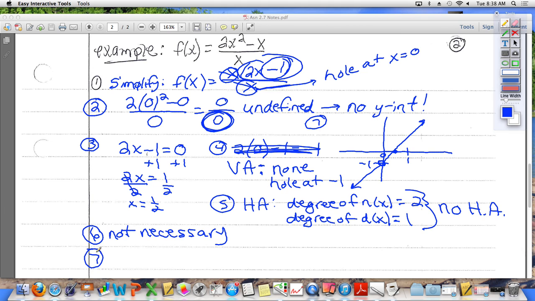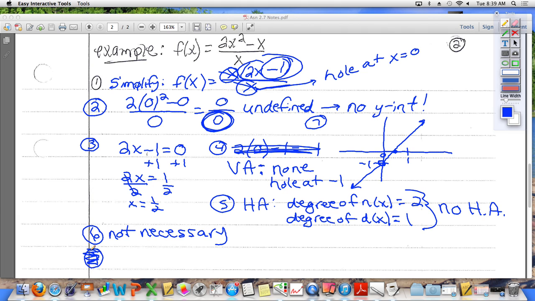For 5, why is there no horizontal asymptote? The degree of the numerator is 2, and the degree of the denominator is 1. Yes, the numerator degree is bigger than the denominator degree, so there's no horizontal asymptote. Okay.